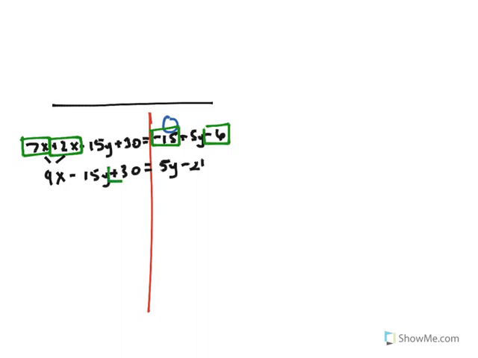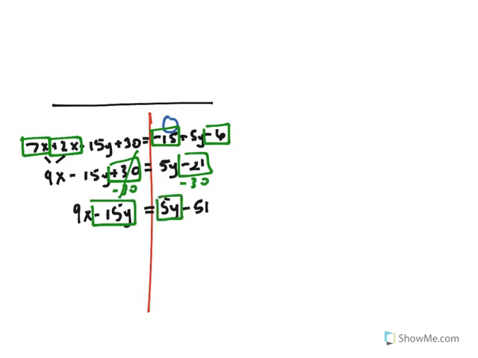So now, let me move the numbers to be with the numbers. I get minus 30 here, minus 30 here. I copy 9x minus 15y equals 5y minus 51. I'm going to move the y to be with the other y, so I can get x by itself. I add 15y here, 15y here. 9x equals 20y minus 51. Divide both sides by 9. Oops. X equals 20y minus 51 divided by 9. This is my answer.